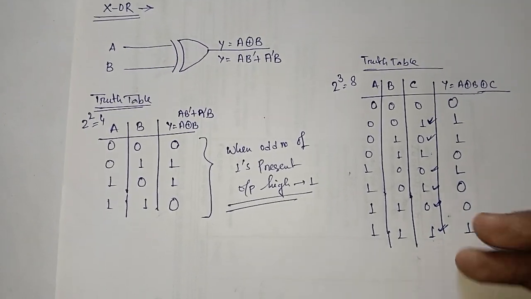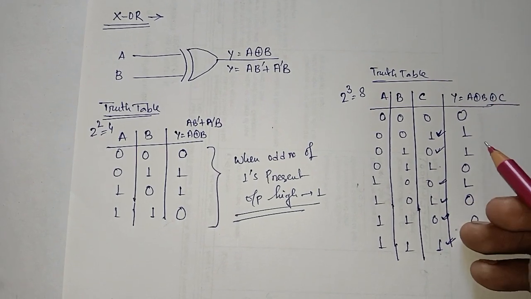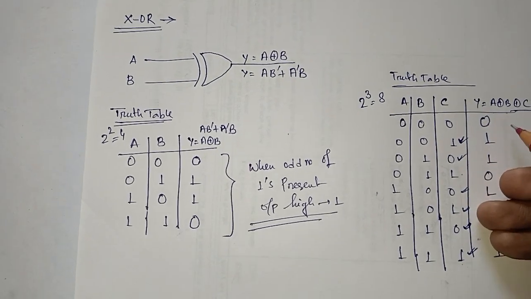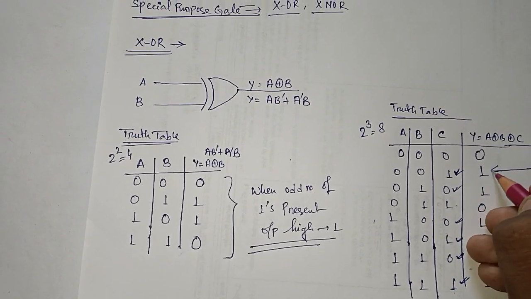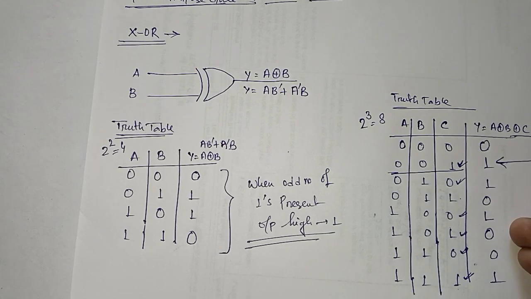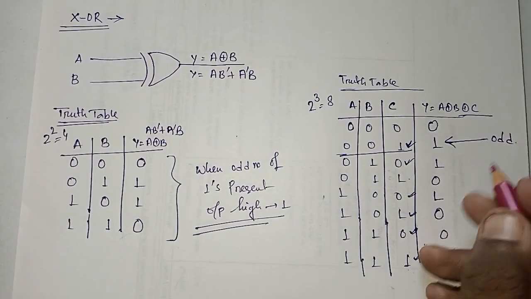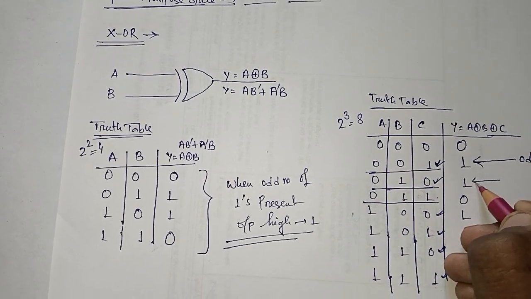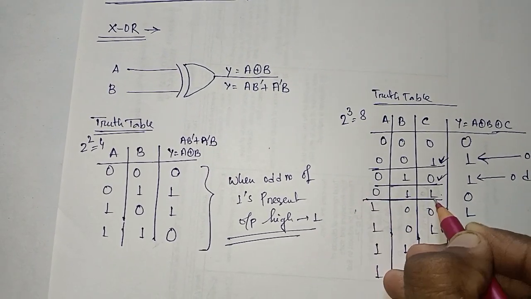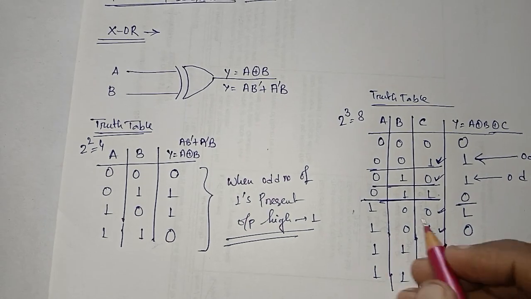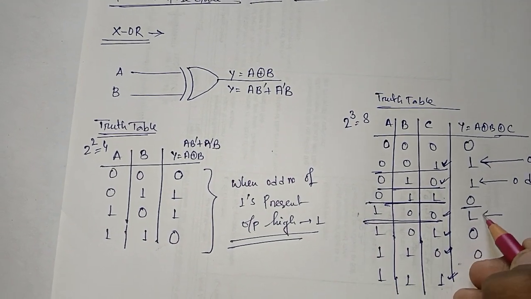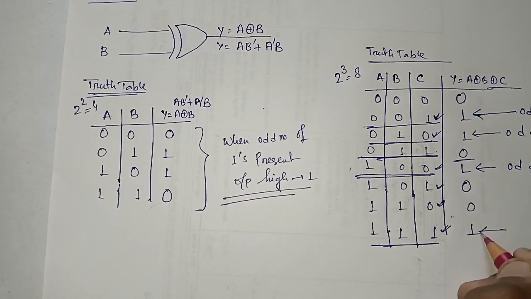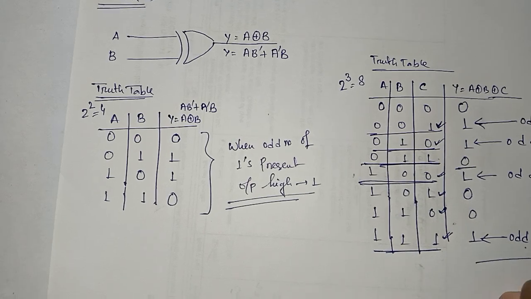So for this we have 0 1 1 0 1 0 0 1. For this, the output is 1, because an odd number of ones is present. For this also, an odd number of ones is present. For this, an even number of ones is present, so the output is 0. For this, an odd number of ones is present, so the output is 1. For this, an odd number of ones is present, so the output is 1.